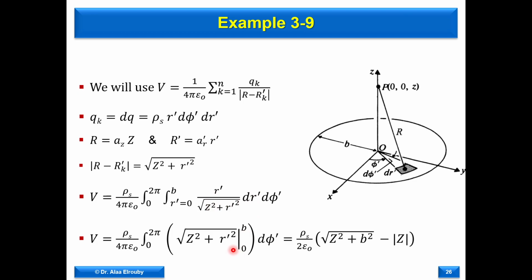Integrating first with respect to r prime, we get this. Then we integrate with respect to phi, which gives us 2 pi. The 2 pi from the phi integration will go with this 2 pi, and we are left with this value here. So when r equals 0, we have the absolute value of z. Okay?